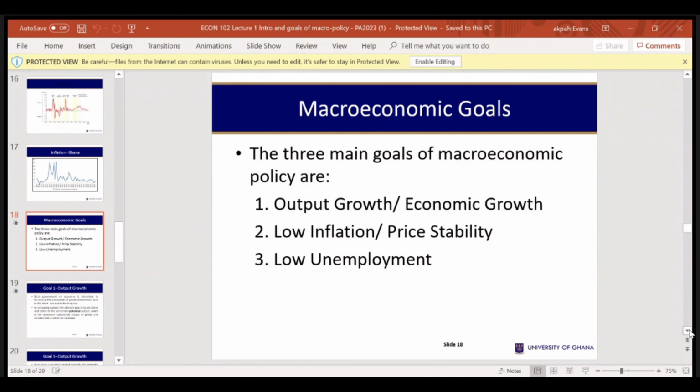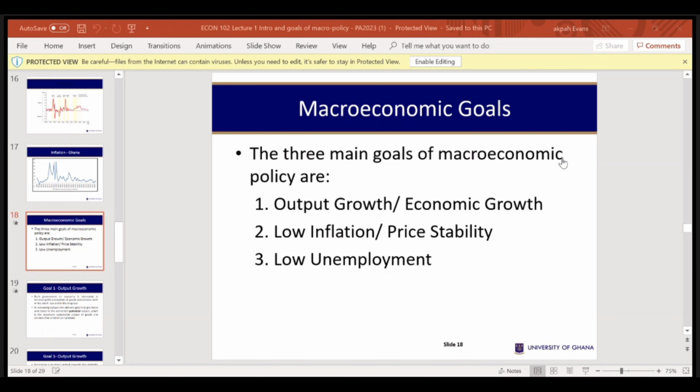All right, so let's go to the macroeconomic goals. What's the goal of macroeconomics? So what does it mean when inflation hits zero? When it gets to zero, what it means is that in general, price levels are static. It's not increasing, it's not reducing in general. If it is zero, it means that prices in general are not increasing, they are not reducing too.